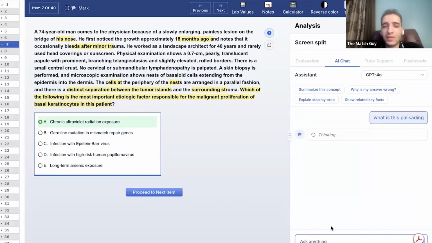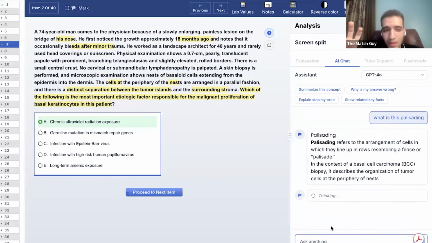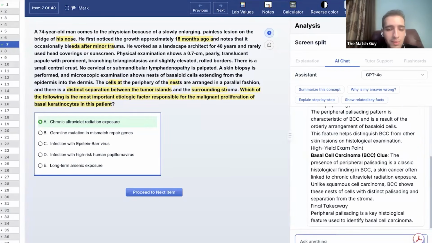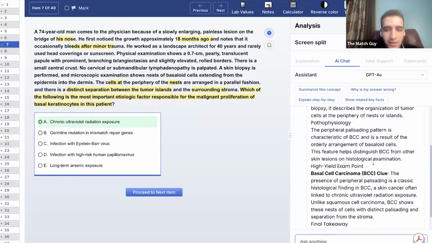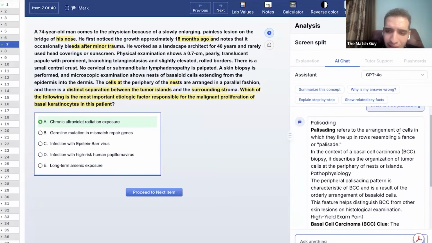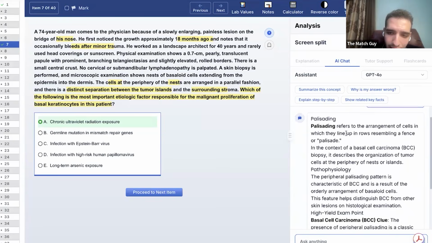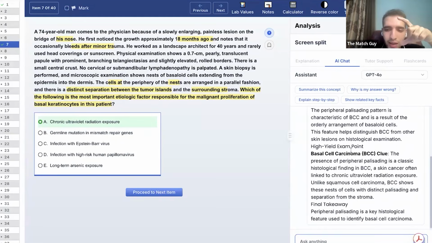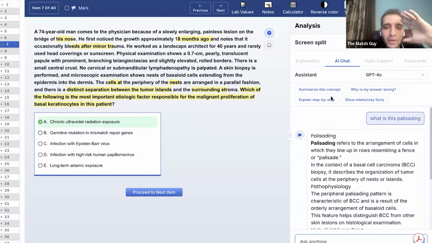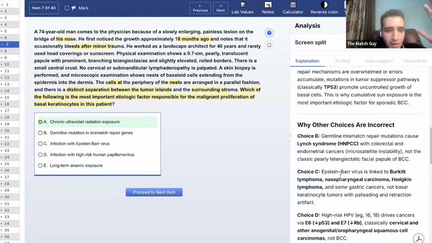Okay. And I have always done this. I did this in Step 2. And that helped me get this score, guys. But I didn't do it for Step 1 because ChatGPT was not available for Step 1 yet. I did Step 1 in 2022. Okay. So I know now palisading is an arrangement of cells. They line up in rows that resemble a fence, so they are making a circle with each other. Okay, and probably it's high yield for basal cell carcinoma. And now I know what palisading is, and now I know every important thing about the question.